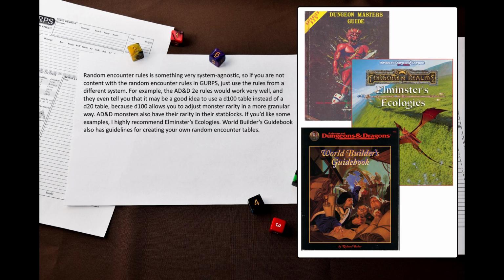For example, the AD&D 2E rules would work very well, and they even tell you that it may be a good idea to use a D100 table instead of a D20 table, because D100 allows you to adjust monster rarity in a more granular way. AD&D monsters also have their rarity in their stat blocks. If you want some examples, I highly recommend Elminster's Ecologies. The World Builder's Guidebook also has guidelines for creating your own random encounter tables.